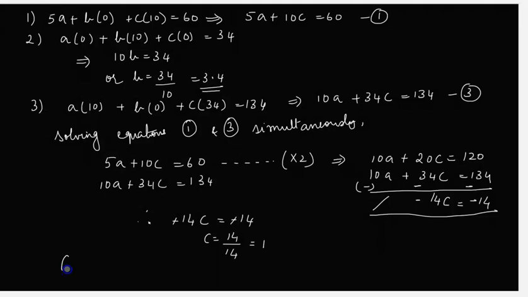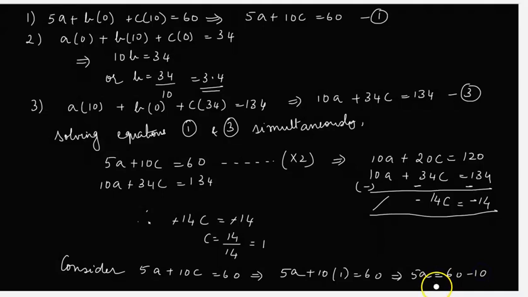Now let's take any one of the equations. So I will consider 5a plus 10c is equal to 60. So which implies 5a plus 10, in place of this c you put 1. So 10 into 1 is 10. So which implies 5a is equal to 60 minus 10, or you will get a is equal to 50 divided by 5, which is equal to 10.